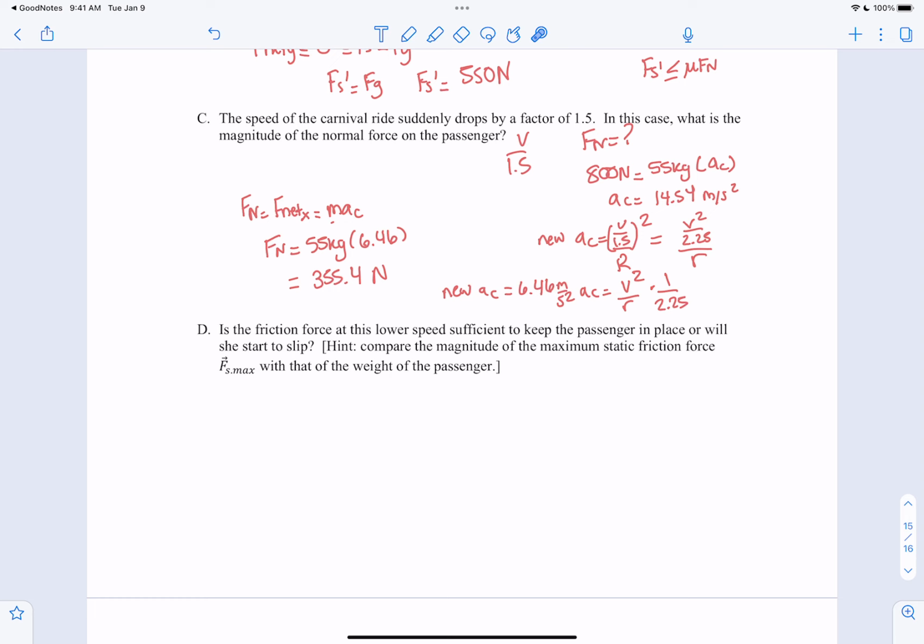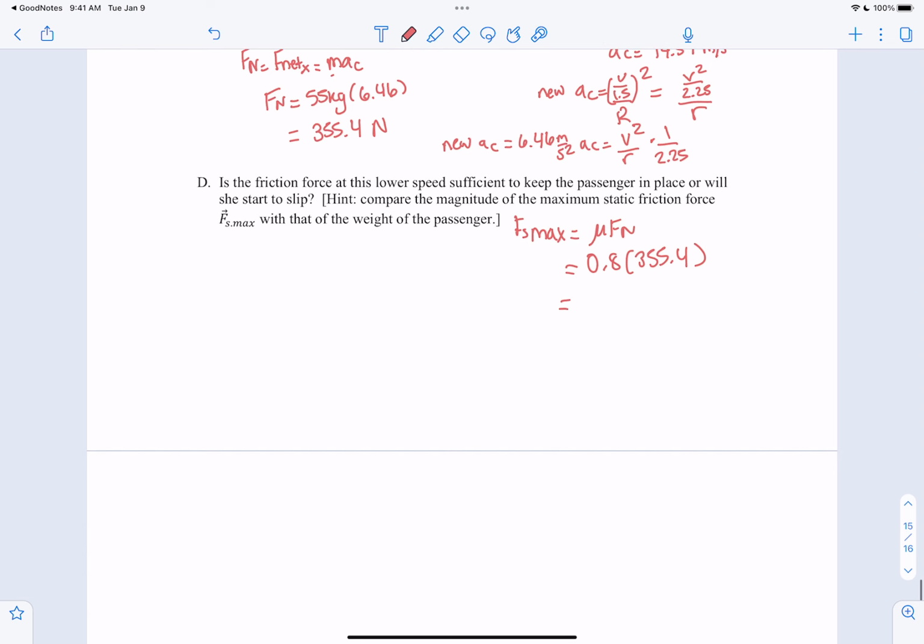Part D now is asking you, is the friction force at this lower speed and at that lower acceleration sufficient to keep the passenger in place, or will she start to slip? So what this means is we're going to compare the magnitude of the maximum static friction force to the weight of the passenger, right? In this case, we want to figure out what the maximum static friction force is, and that's why they gave us the coefficient of friction earlier. So we know this is equal to mu Fn. This is 0.8, times our new normal force, that's 355.4, right? And so that's around 284.34 newtons. That's our maximum static friction force.